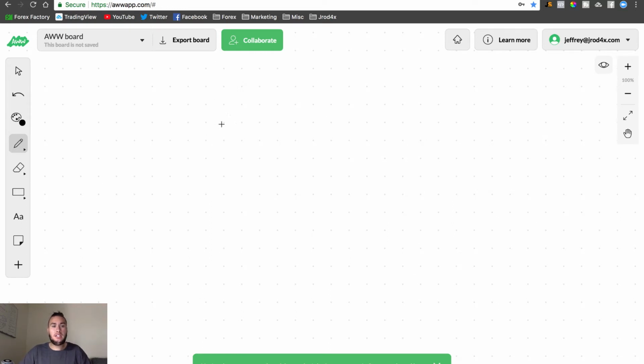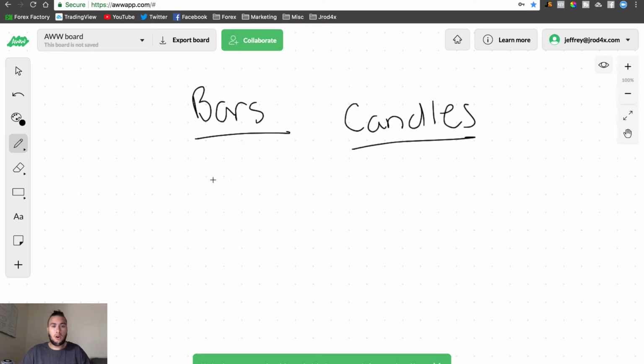Alright guys, so in addition to identifying the trend, there are a few different types of charting methods that you can use. So you can use bars or you can use candles. A bar is very simple. A bar looks like this. It's a bar, and what you're looking at is bars. So for this example, the open would be here, the close would be here, the low would be here, and the high would be here.